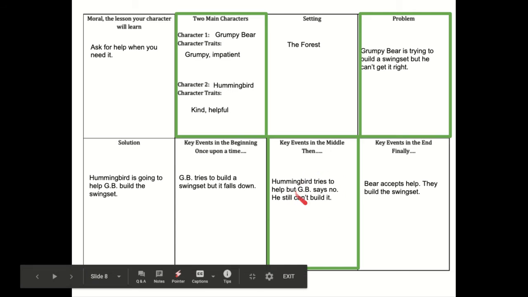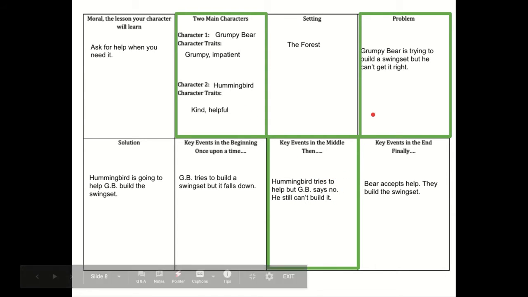So when we're thinking about the middle of our story, we still want to think about those main characters, but we also want to make sure we're focusing on the problem of our story and what we decided is going to happen in the middle of our story. So these are the three boxes we're really going to focus on for this part of our story.